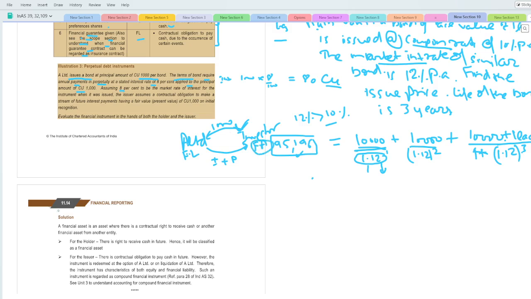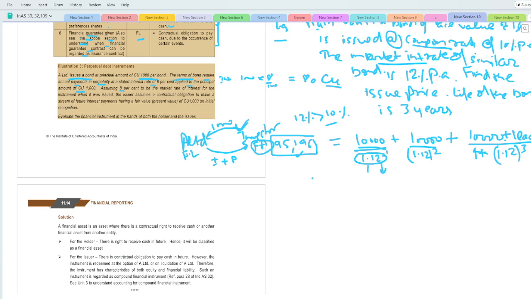Now just quickly read it. A financial asset is an asset where there is a contractual right to receive cash in the future, which the investor will receive, or to receive another financial asset from another entity. For the holder, there is a right to receive cash in the future, hence it will be classified as a financial asset. And for the issuer, there is a contractual obligation to pay in the future. However, the instrument is redeemed at the option of A. This is not given here, because you will study it in compound financial instruments, when A has the redemption rights.